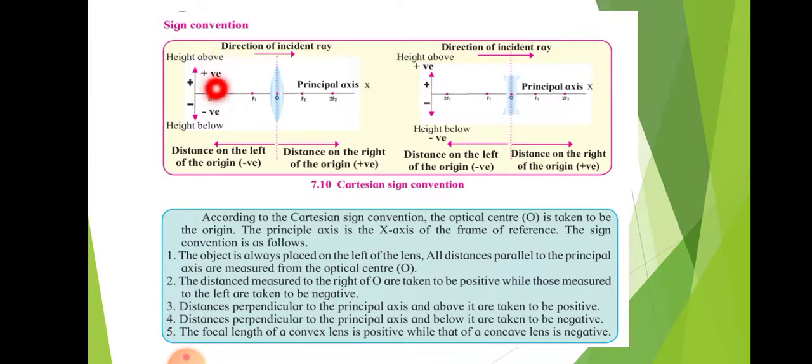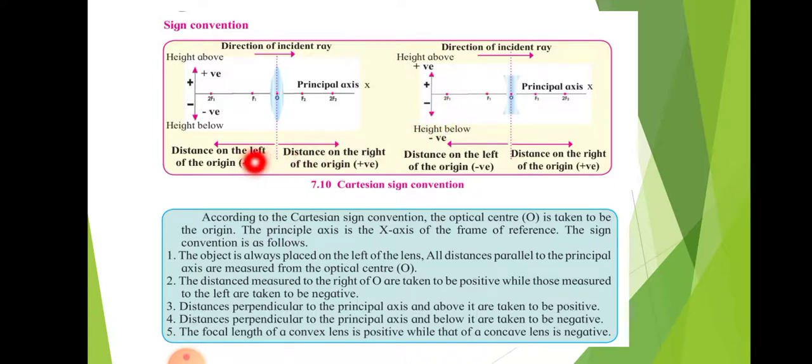The height above the principal axis is always positive, keep this in mind. And the height of the image below the principal axis is always negative. Same is here also. Okay, the direction of the incident ray, the height of the image above the principal axis, here you can see that is positive, and the height of the image below the principal axis is what? This is negative, okay.